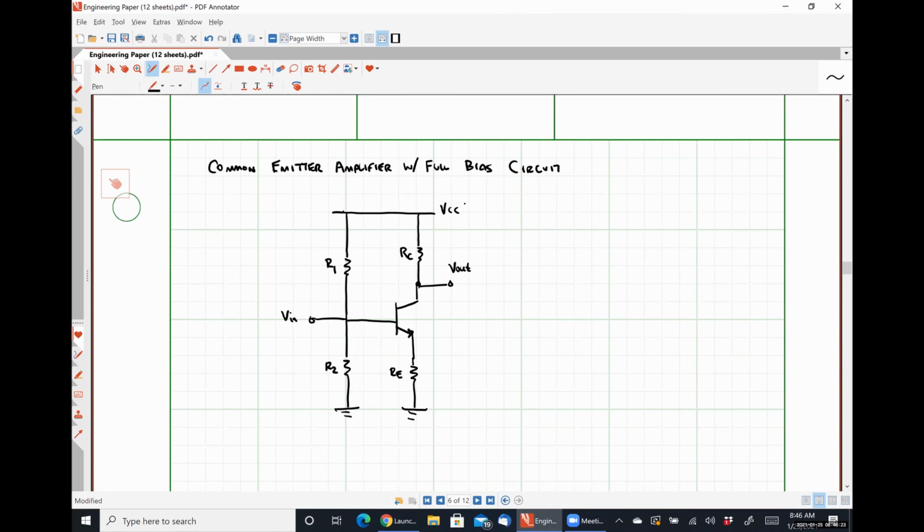So that means we're going to need to place something in parallel with it that's going to look like a short circuit at higher frequencies, right? Or to our AC signal. Anybody have any thoughts on what that might be? So it's going to need to look like an open circuit to DC and a short circuit to AC.